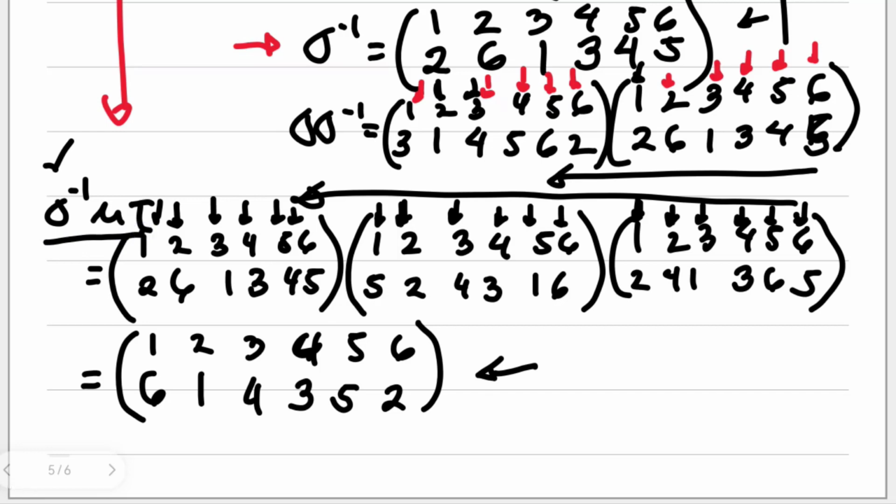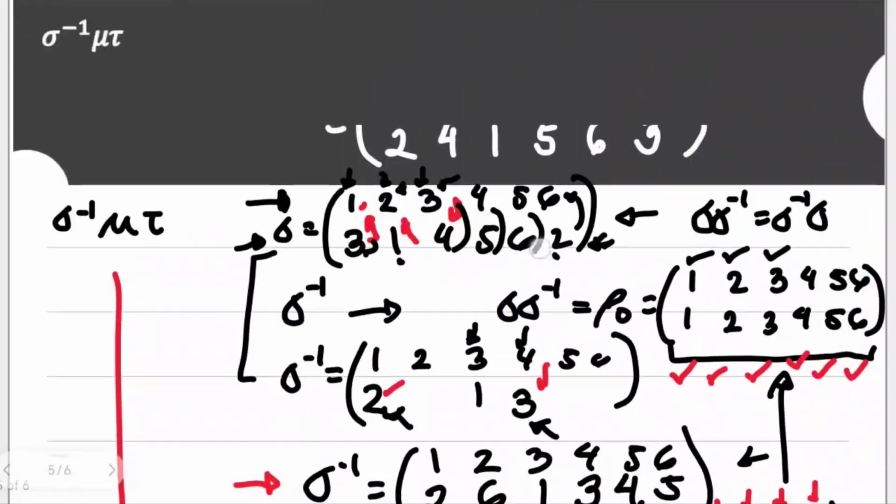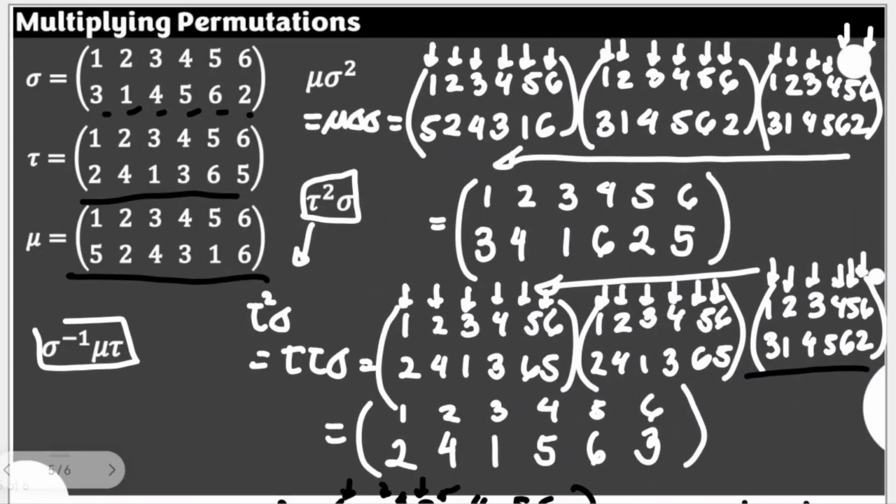So we just added here the idea of the inverse so that we would understand what would be the form of the inverse of a certain permutation. So with all of this, we are done with multiplying permutations.